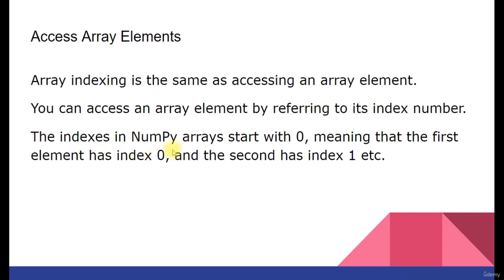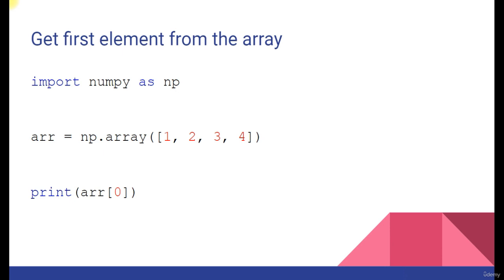The indexes in a NumPy array start with 0, meaning the first element of the array will have index 0 and the second will have index 1. If you are already aware of indexing in Python lists, similarly the index of the first element in a NumPy array also starts with 0. Fairly simple. Now we'll just have a look at a simple sample code.